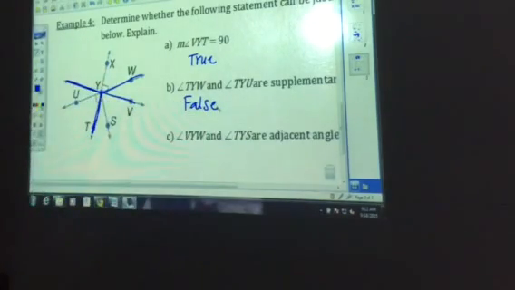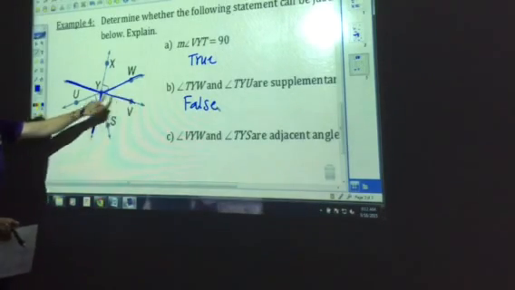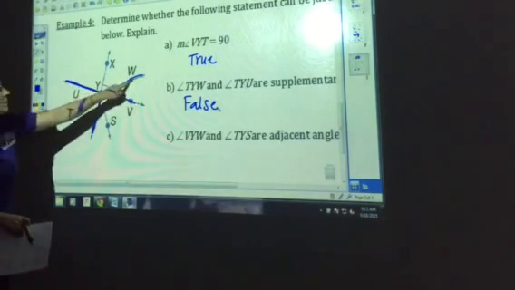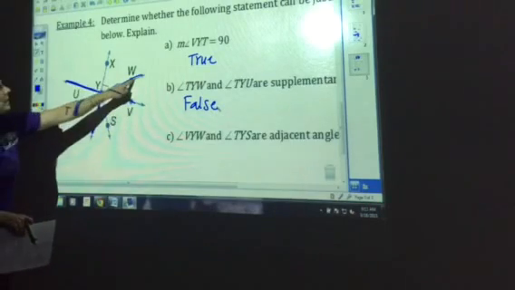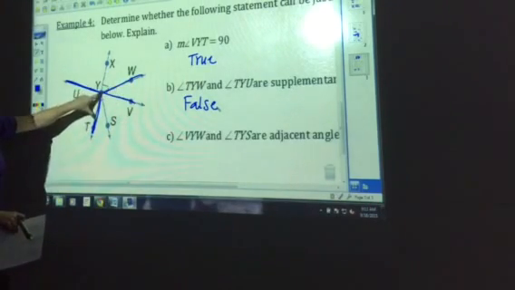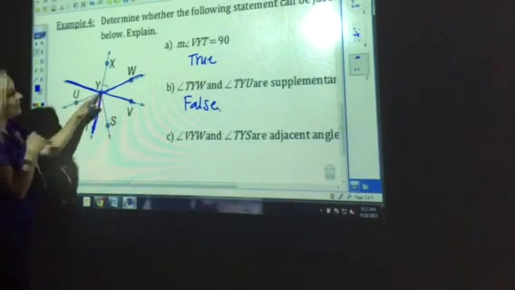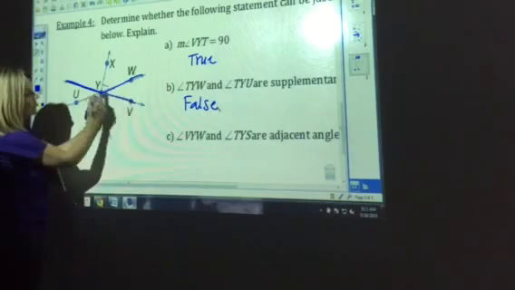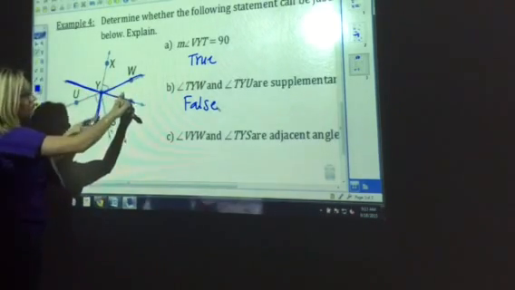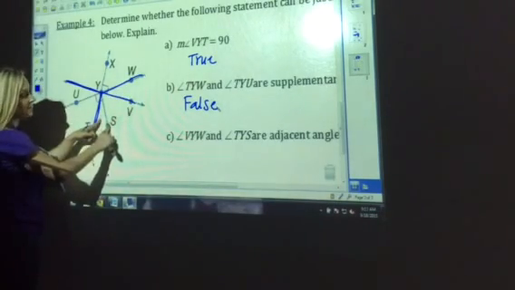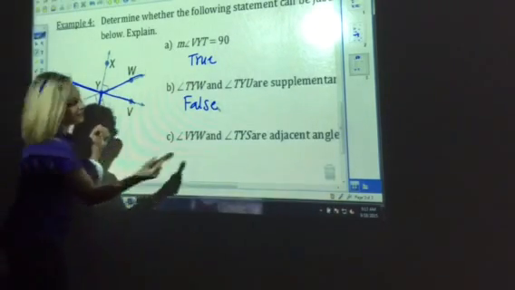And last, it says that VYW and TYS are adjacent angles. No, they are not adjacent. They're not next to each other. If we were talking about this angle right here, then that would be adjacent to this one. But these two are not adjacent to each other. They share a common interior point, which is S, so that would be false as well.